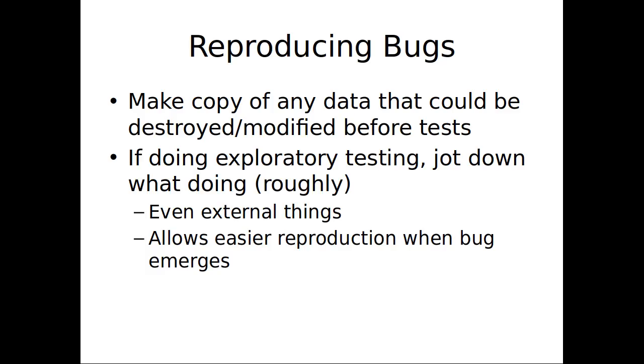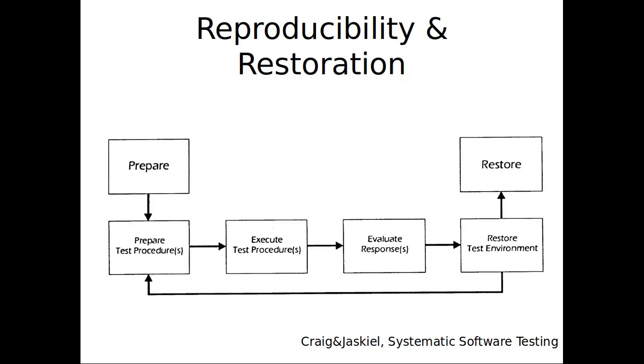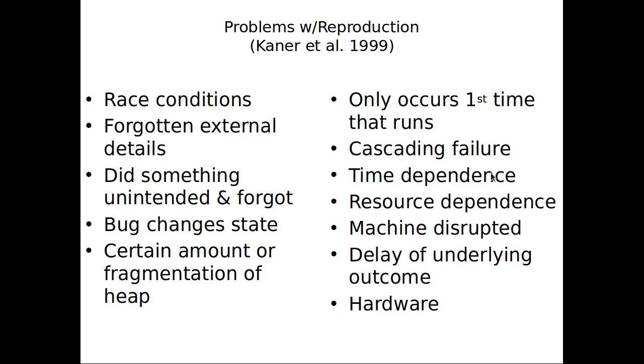Okay, reproducing bugs. A key principle here is you want to make a copy of any data that can be destroyed or modified by it. If in reproducing it you lose the data that was there in the first place, it may be hard to reproduce again. And if you're doing exploratory testing, try to jot down something about what you're doing. Maybe record the session if you want, but have some way of tracking down how you got there. A key element here is you prepare, but at the end you restore any information that you need.